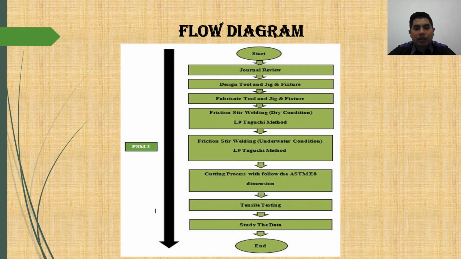Okay, firstly, start, then go to the general review, then design tool and jigs. After that, fabricate tool and jigs. Then run the friction stir welding with dry condition. After finishing running friction stir welding with dry condition, run the friction stir welding with underwater condition. Okay, then cut the workpiece which follows the ASTM E8 dimension. After that, go to the tensile testing, then study the data, and lastly, end of the project.